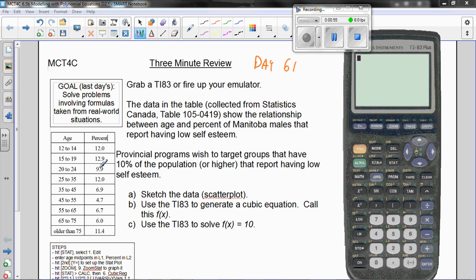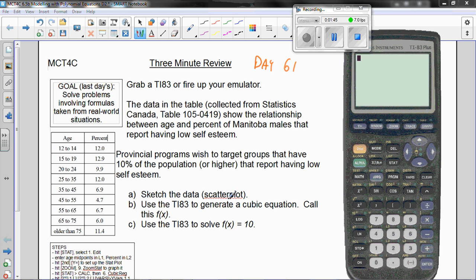The data in the table here, collected from Statistics Canada, show the relationship between age and percent of Manitoba males reporting having low self-esteem. So notice, out of the 20 to 24-year-old males in Manitoba, 9.9% of them say that they have low self-esteem. And it says provincial programs wish to target groups that have 10% of the population or higher reporting having low self-esteem. So this is some sort of health program. Any groups that have lots of people who feel they have low self-esteem are going to get targeted for programs. The problem, we're going to come up with a model for this.